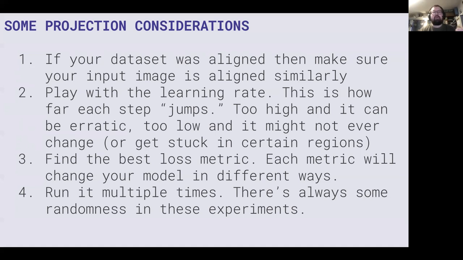I mentioned this before, but if your data set was aligned in a certain way, make sure your input image is also aligned. Because the model has learned a certain configuration of images. It's learned that eyes always go here. If you feed it an image where your eyes are in the upper right corner, it's not going to know as much about how to actually change those. So if you are using an aligned data set, go ahead and also align your target image. I also mentioned this before, but play with the learning rate.